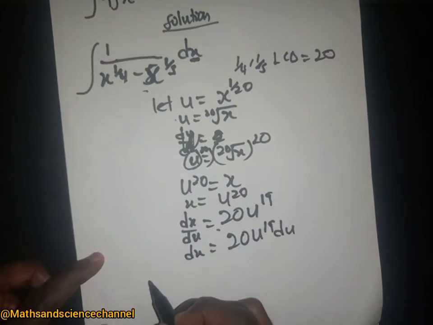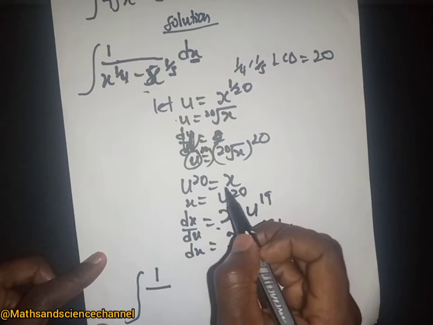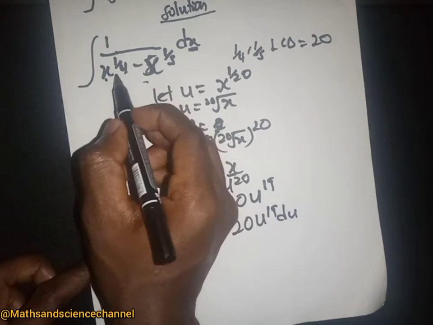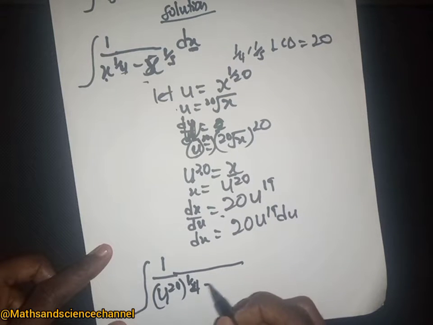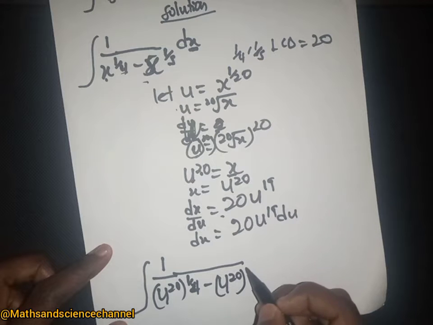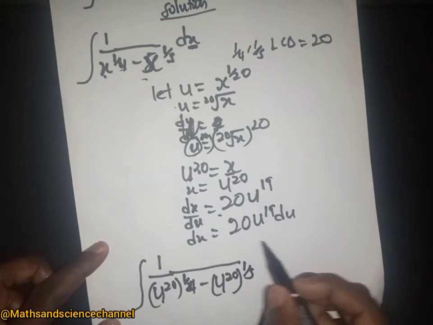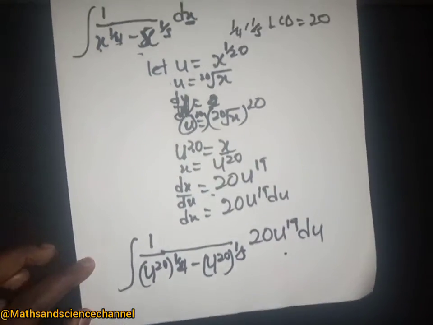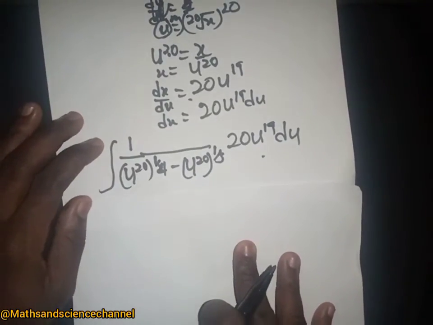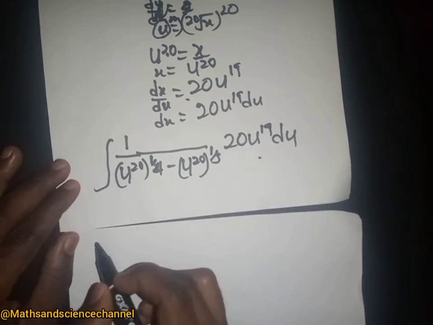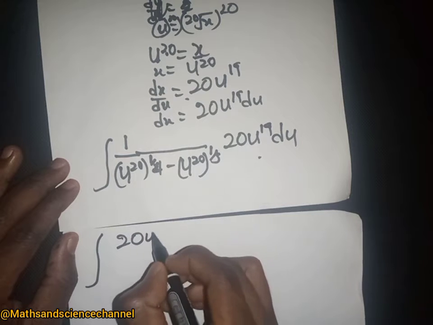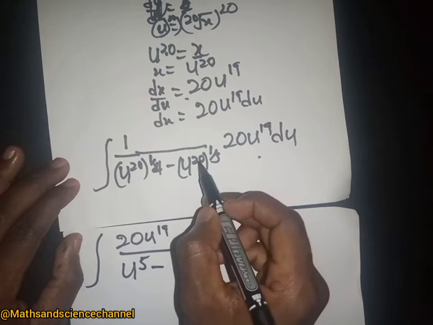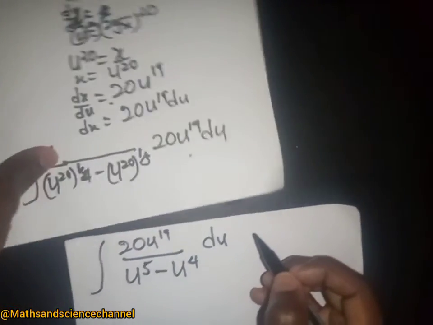Now let's insert that into the integral. So 1 over that. Remember x is equal to u to the power 20, so let's replace that here. When we replace that, we have u to the power 20 multiplied by the exponent 1 over 4, minus u to the power 20 multiplied by 1 over 5. Then dx is just 20 u to the power 19 du. So with this we can simplify: it should be 20 u to the power 19 over u to the power 5 minus u to the power 4, du. Okay, so let's continue here.